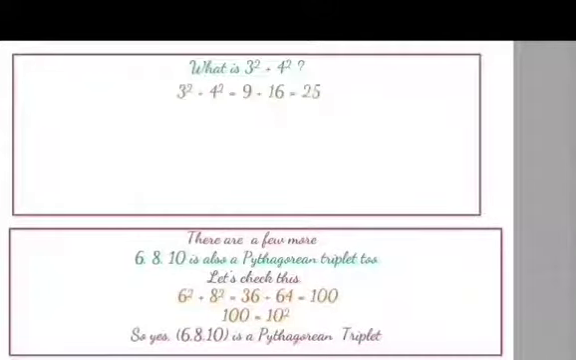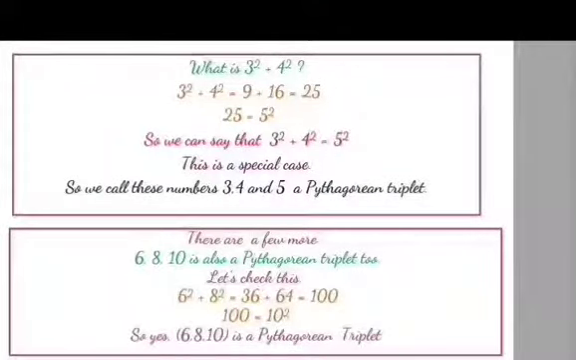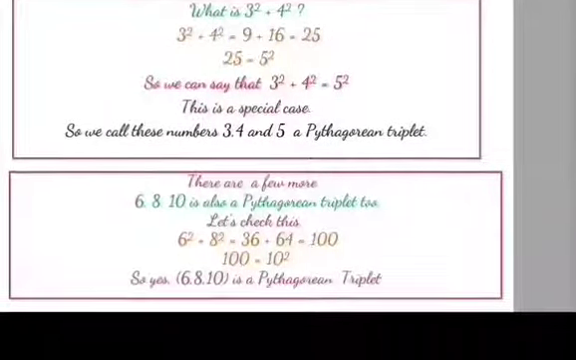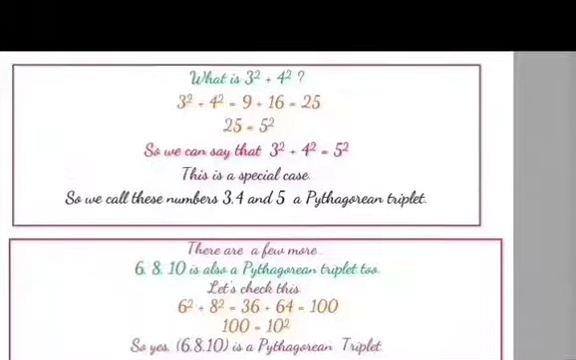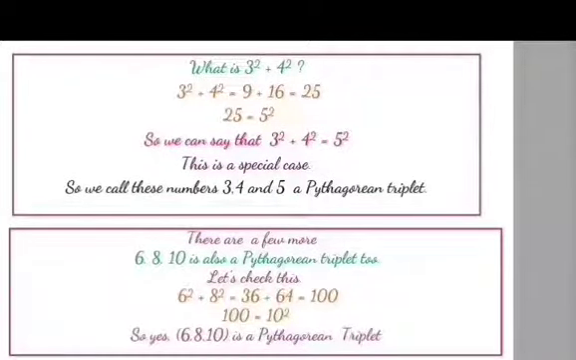Let's get the same concept a little more clear with the help of an example. What is 3 square plus 4 square? 3 square is 9, 4 square is 16. When we add them, we will get 25. We all are aware that 25 is the square of 5. So we can say that 3 square plus 4 square equals 5 square. According to this, 3, 4 and 5 are the members of a Pythagorean triplet.